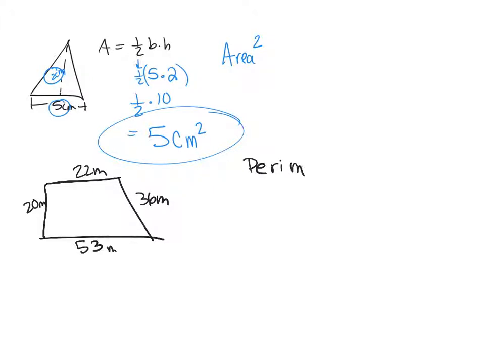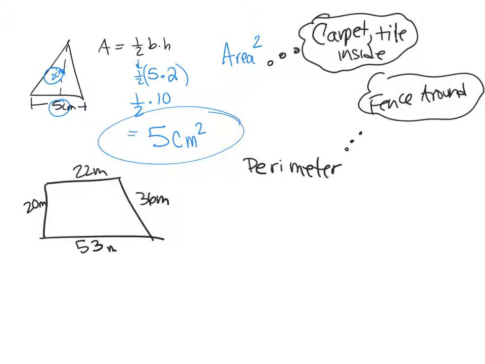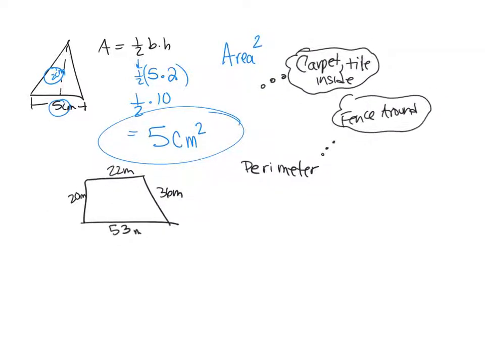Perimeter is what you would use if you were trying to put maybe a fence around. And remember that area is like carpet. It's how much carpet or how much tile you're trying to put down on the inside. And you'll notice that there is a question like that on the test. It's going to ask you, when would you use area? When would you use perimeter? Area is the carpet inside, the tile, and perimeter would be the fence around.